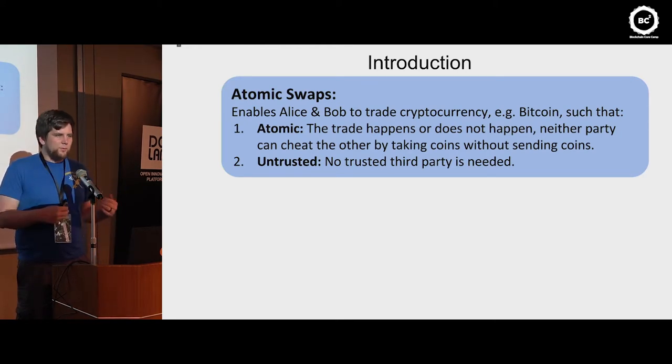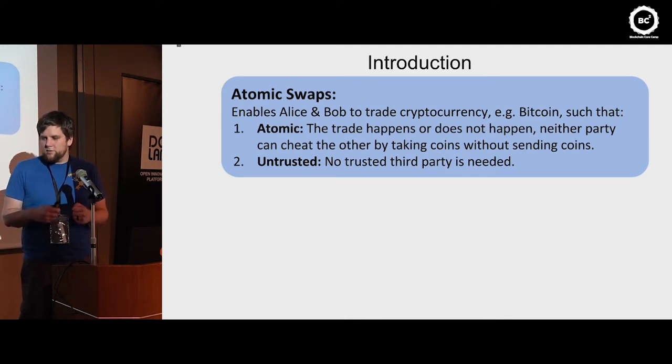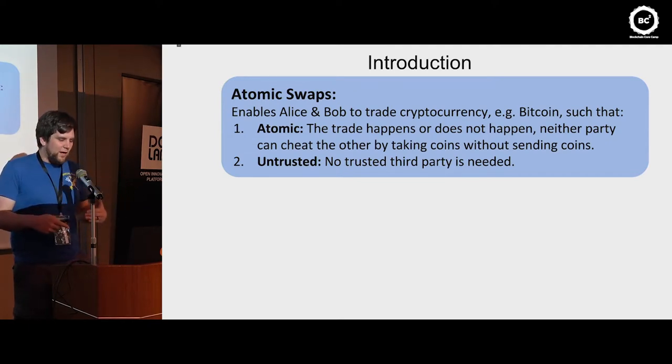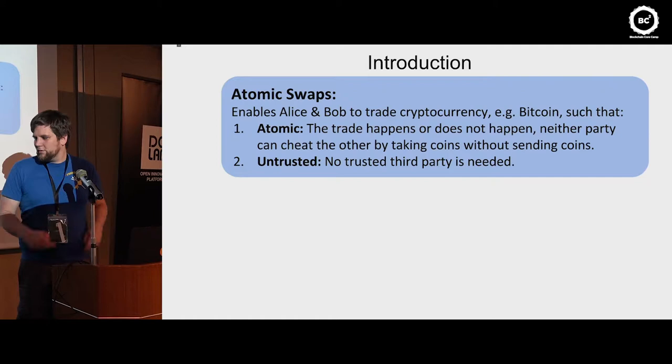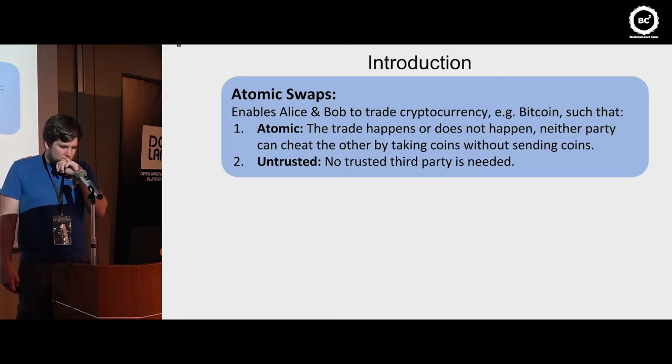So an atomic swap enables Alice and Bob to trade cryptocurrency such that either the trade happens or it does not happen, and this is called atomic.